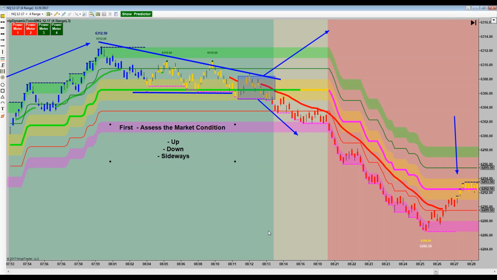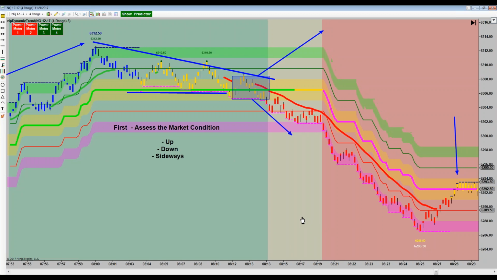So let's advance the chart together. We're all in agreement that over here the market's down. Right? You're looking for shorts. As far as this area going into 8:29 on NASDAQ is concerned, the market is down. You're looking for shorts. Let's continue.